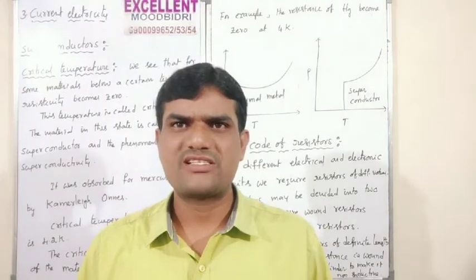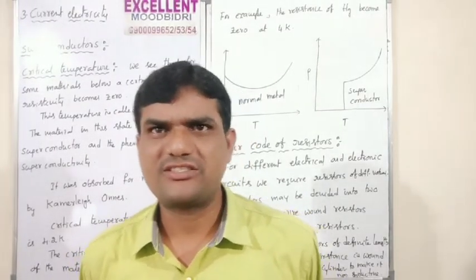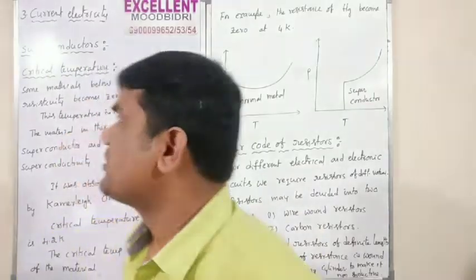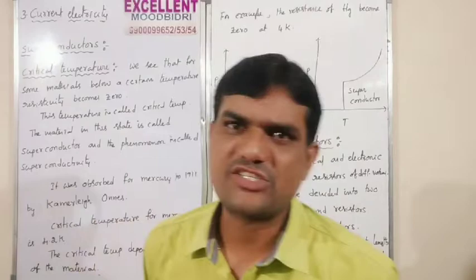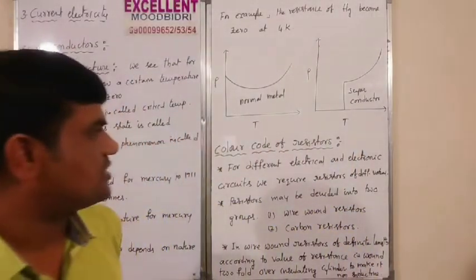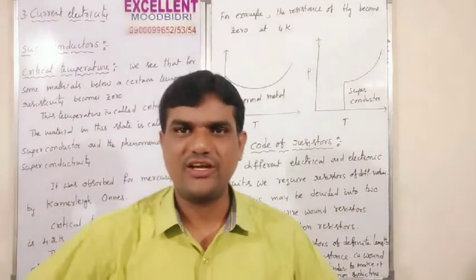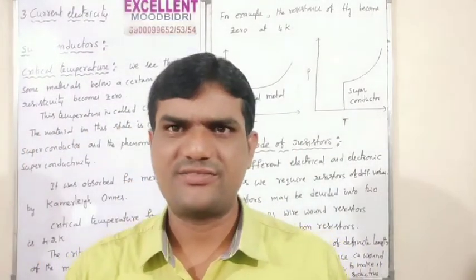Today we are going to discuss another important concept in current electricity. This is the fifth part. Today's concept is superconductors. In this session, the first concept is superconductors as well as the color code of resistors. Okay, superconductors. What is the meaning of superconductors?